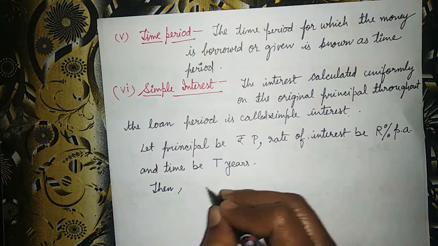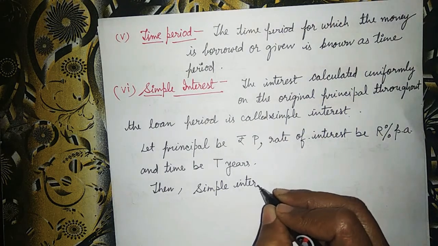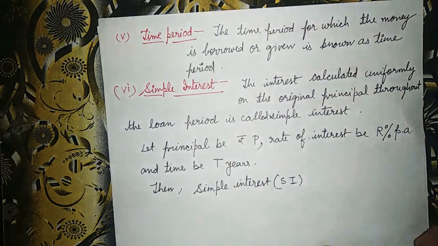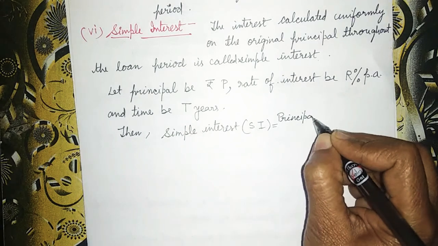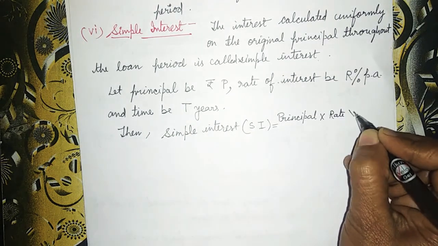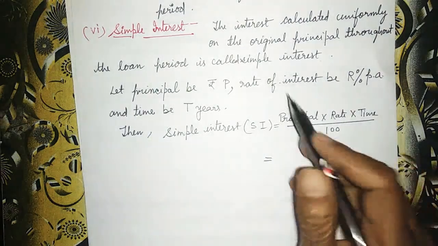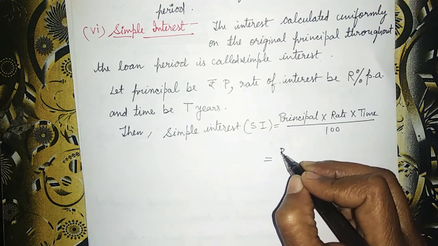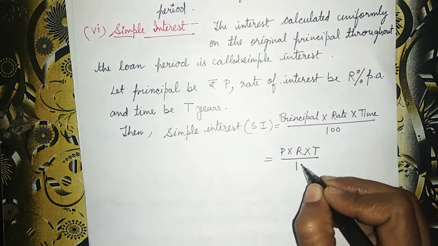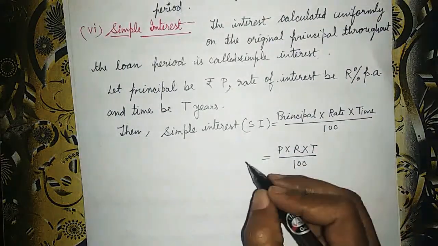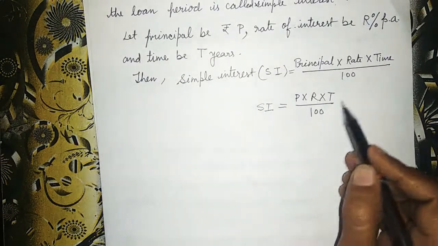students see simple interest. For simple interest we will write SI, okay, and the formula will be, see very carefully, principal into rate into time upon 100, okay, and we will put the symbols here. For principal we will write P, okay, for rate we will write R. For time, we will write T upon 100. So formula is SI is equals to PRT upon 100. Okay. If we have to calculate SI, then we can use this formula.